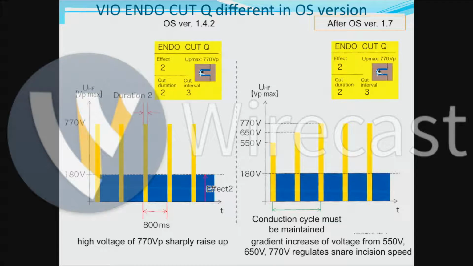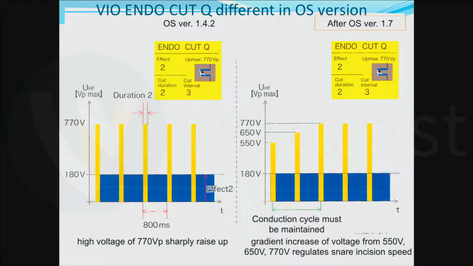High frequency snare. Inversion bio found for too high voltage of 700 voltage sharply rise up. If snaring is too tight, the first spark causes an instant dissection and bleeding. After version 172, the gradient increase of voltage from 500 to 700 regulates snare incision speed and coagulation.